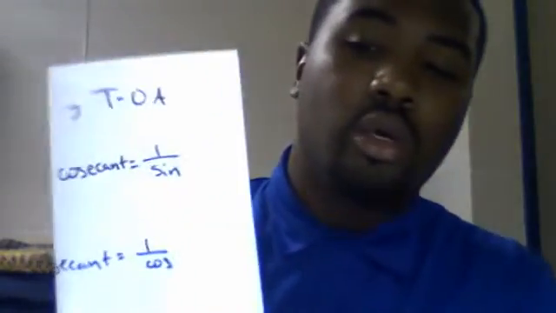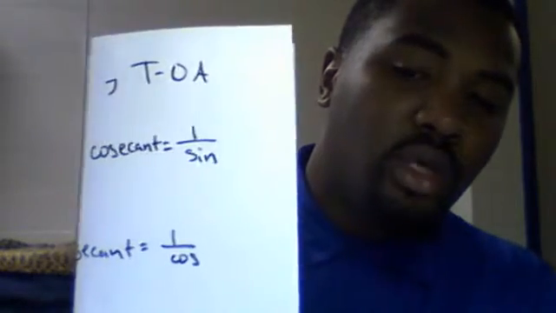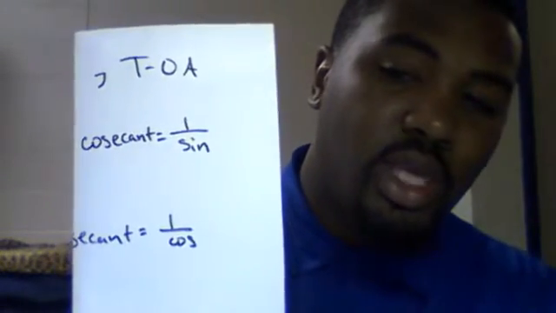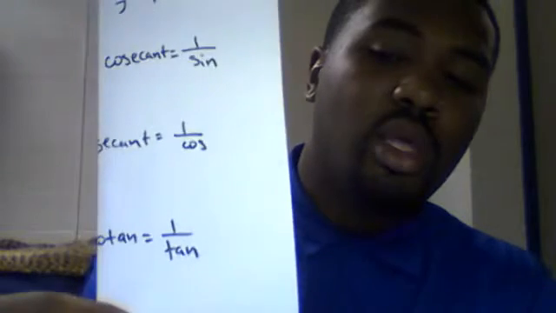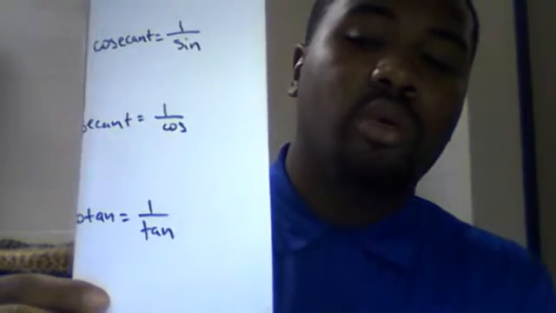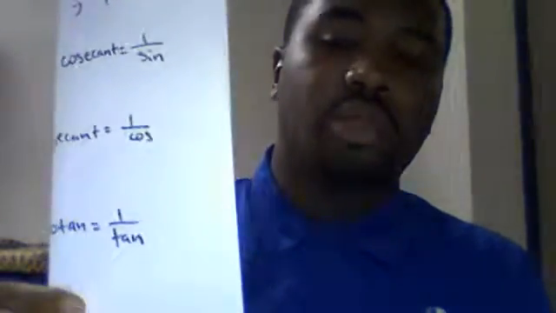Alright, so the opposite of sine would be cosecant, which is just 1 over sine. The opposite of cosine would be secant, which is 1 over cosine, and the opposite of tangent will be cotangent, which is 1 over tangent. Alright, so the next portion we learned in class were the special right triangles.